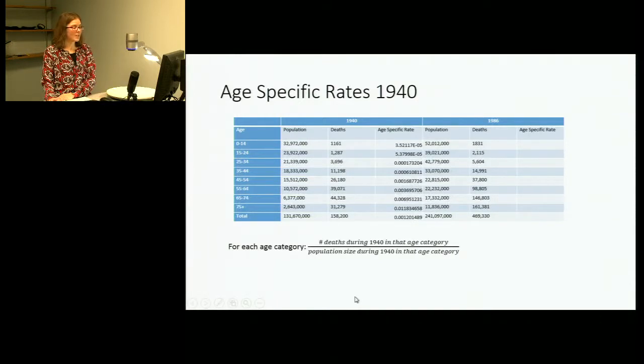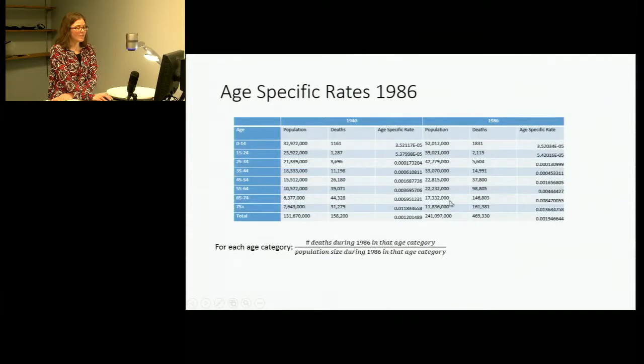Similarly, we do the same thing for 1986. Here we're looking at the number of deaths occurring during 1986 in that age category, divided by the population size during 1986 in that age category. So here in the 0 to 14 category, for instance, in 1986 there were 1,831 deaths out of the total population size of 52,012,000. And again, we continue this process and we get age-specific death rates for each of the age categories.